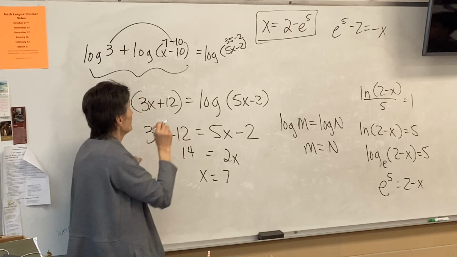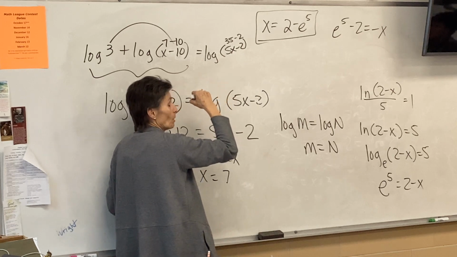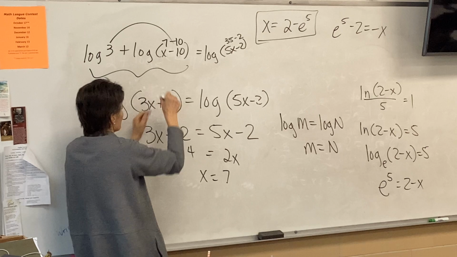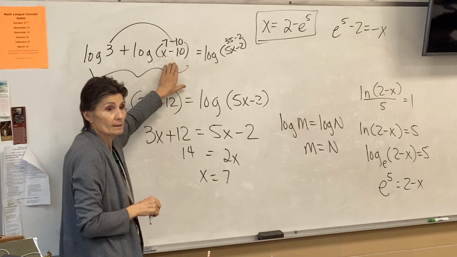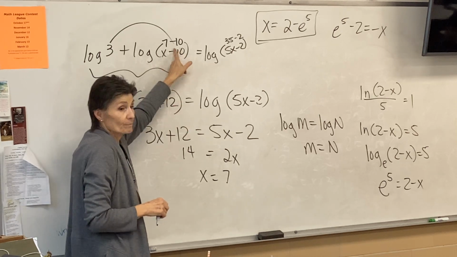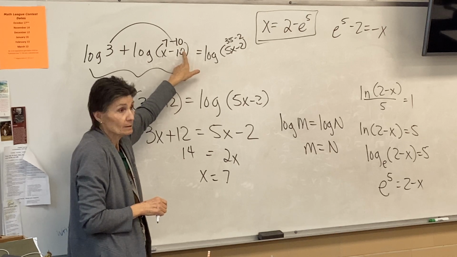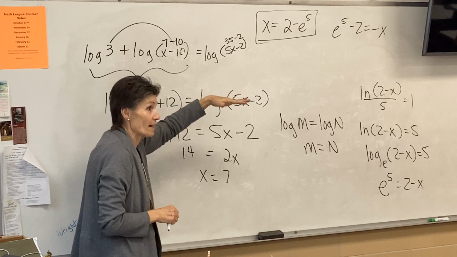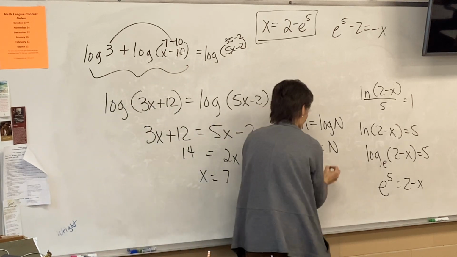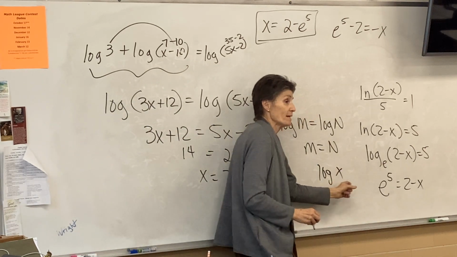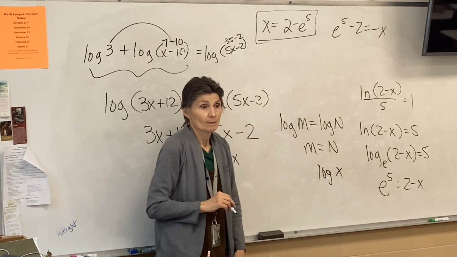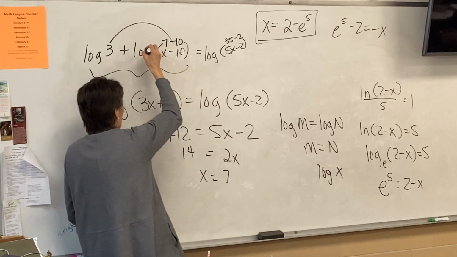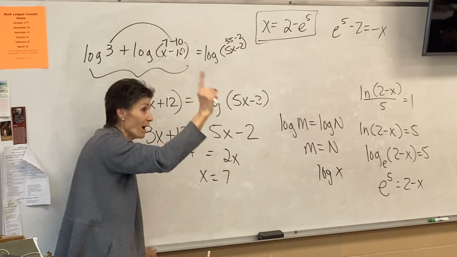If I put 7 into both of my parentheses, this side would be log 33, but this side would be log what? Negative 3? Can you take the logarithm of a negative number? We talked about that. What do we know about log x? What's the domain? What does x have to be? It has to be bigger than 0. So whatever you end up logging must be positive.